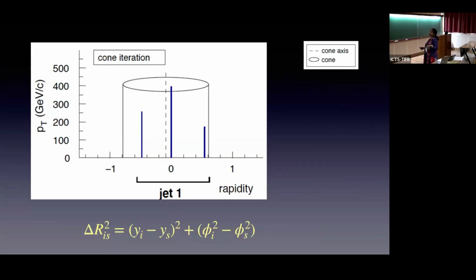After you find a jet, you remove all these particles and then try to find the stable cone for all the other particles in the event. This is a simple example where I'm not showing the other particles, but this is the iterative cone procedure, where you remove the particles once you find the stable cones, and then you jump to the other particles in the event.